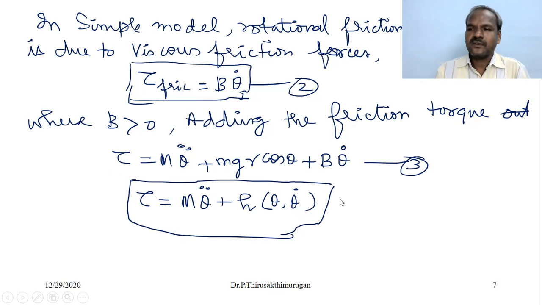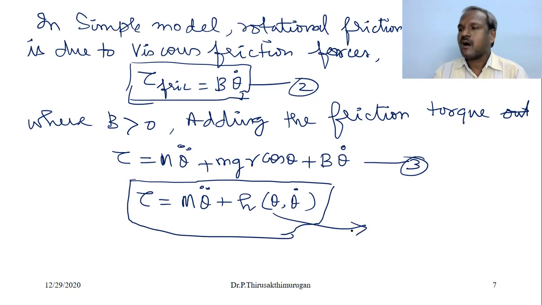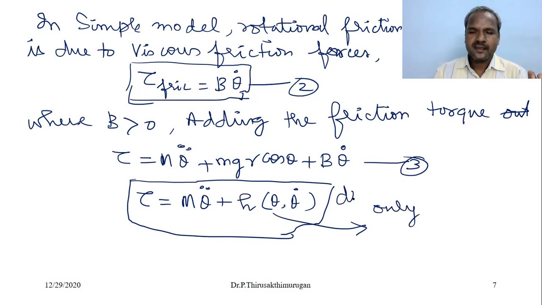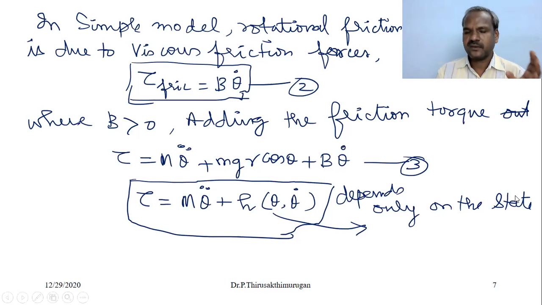Clear? So h contains all the terms that depend only on the state, not the acceleration. It depends only on the state of position.